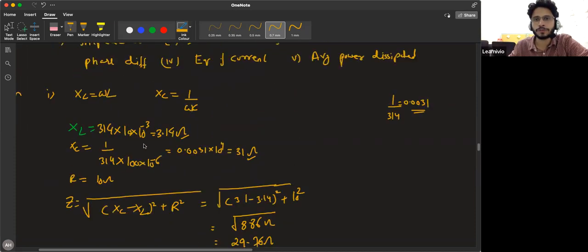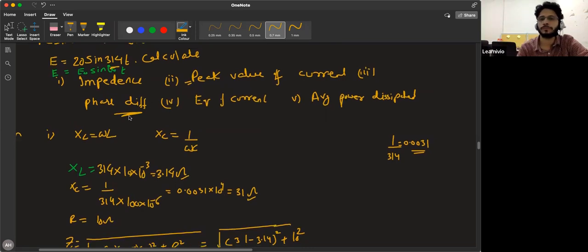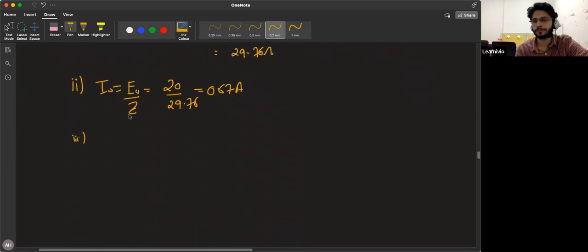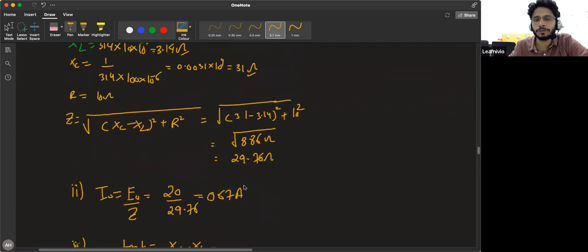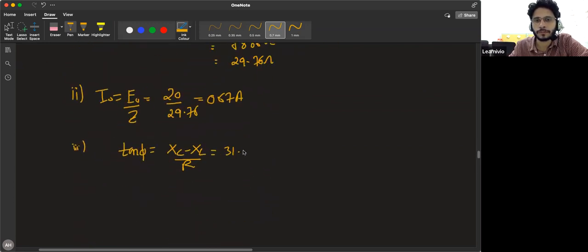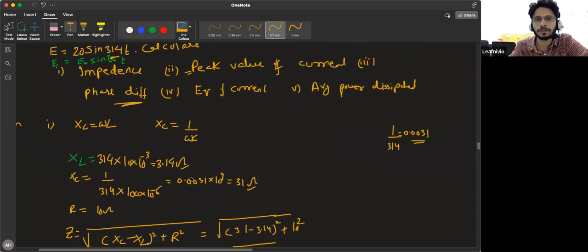Phase difference. The third part is phase difference, tan phi. When we calculate tan phi, it comes out to be XC minus XL divided by R. XC is this term, 31. XL is 3.14, divided by R. R is the resistance. Resistance is 10 ohm.